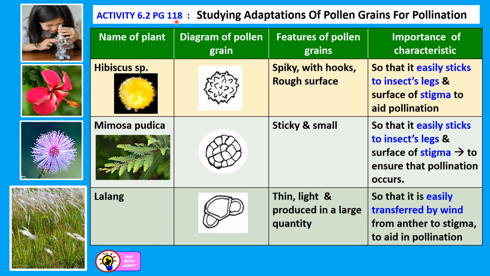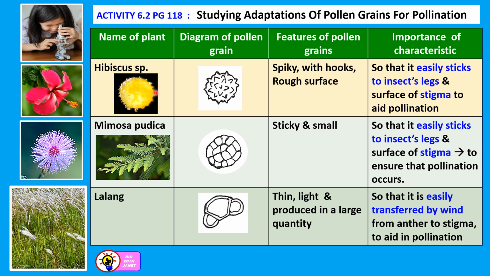Let's discuss activity 6.2 on page 118 of your textbook, studying adaptations of pollen grains for pollination. Three types of pollen grains are observed under the microscope, namely hibiscus species pollen grain, Mimosa pudica pollen grain, and lalang pollen grain. These are the diagrams of the characteristics of the pollen grain when observed under the microscope. Let's start off with the hibiscus species pollen grain.